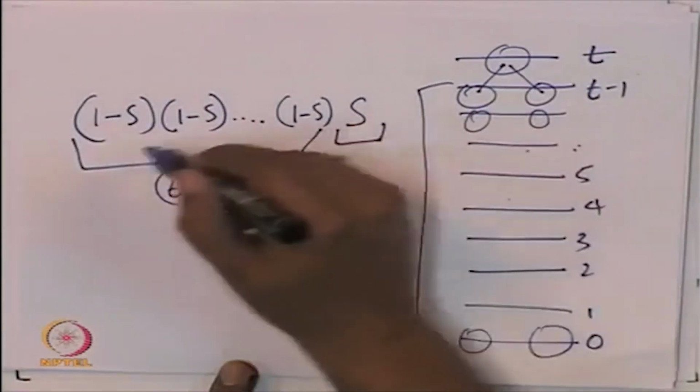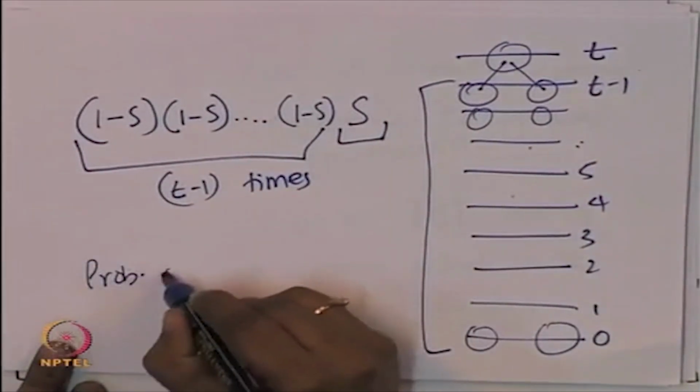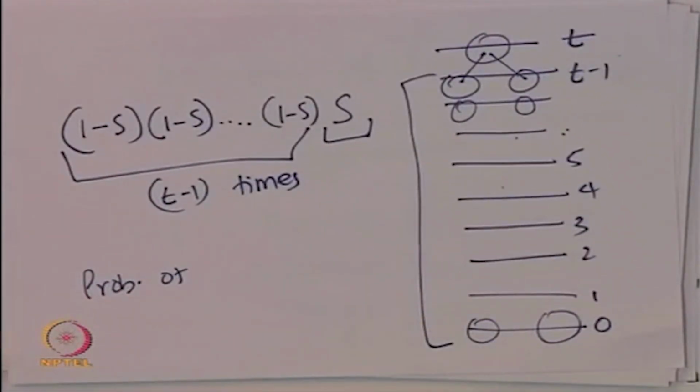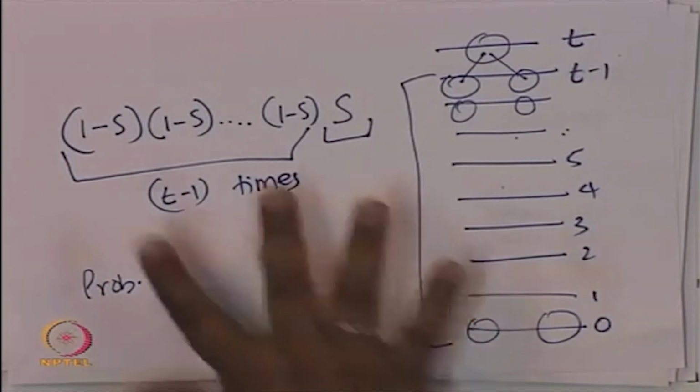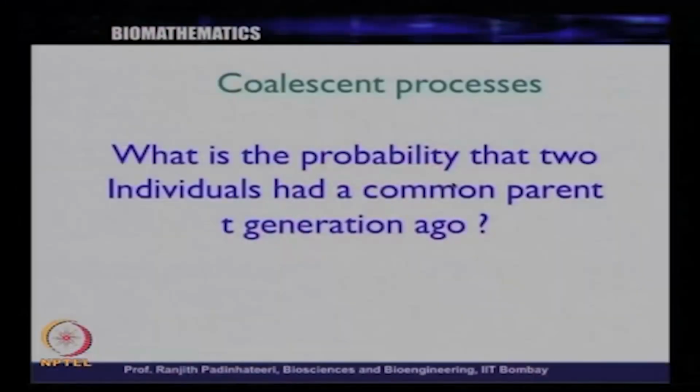So, then this product essentially will give you the probability of having, what we discussed here, the probability that 2 individuals had a common parent t generations ago. So, that is the answer. This will give you the answer that two individuals had a common parent t generations ago. So, such things we can calculate. It is a very simple calculation.